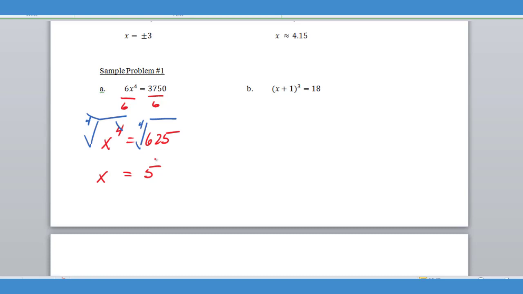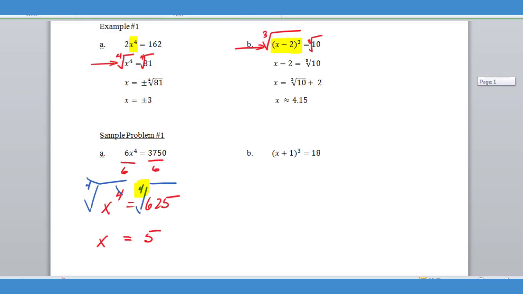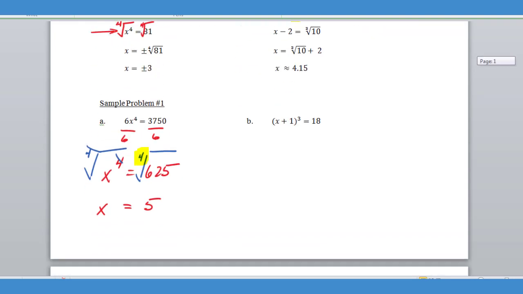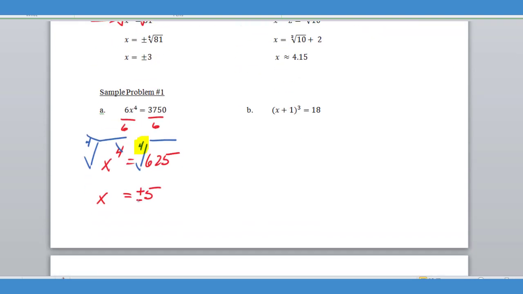Now, the next thing that we need to be concerned with is this. Were we dealing with an even or odd root? And in this case, it was an even root of 4, so that means we would go back up here, and that's where our n value is even, our root value is even, so it's going to be a plus or minus 5. So our final answer would be x equals plus or minus 5. Alright, let's take a look at B.